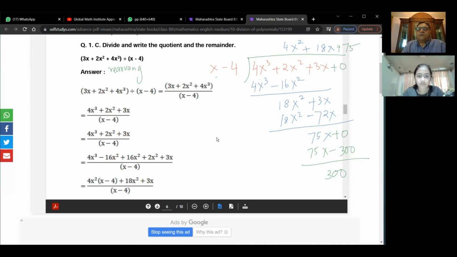So can you repeat the steps and tell me how we did this question, starting from the given 3x plus 2x squared plus 4x cubed divided by x minus 4? We first rearranged the numbers and the variables. Correct. Then we divided 4x cubed by x minus 4, where we got 4x squared.